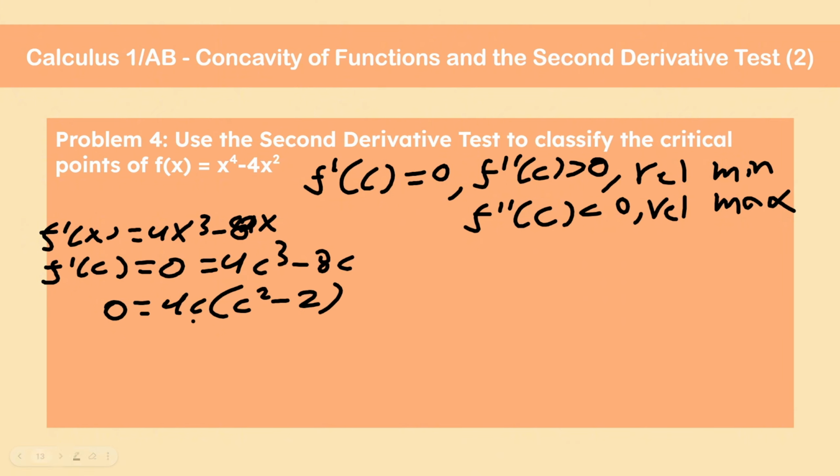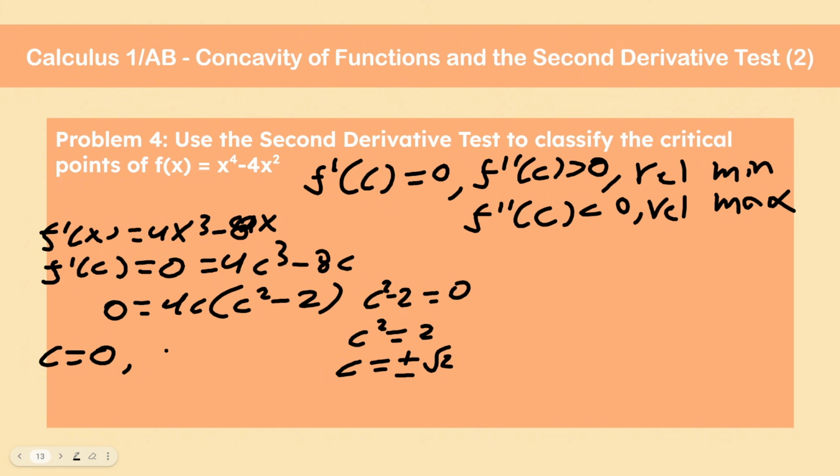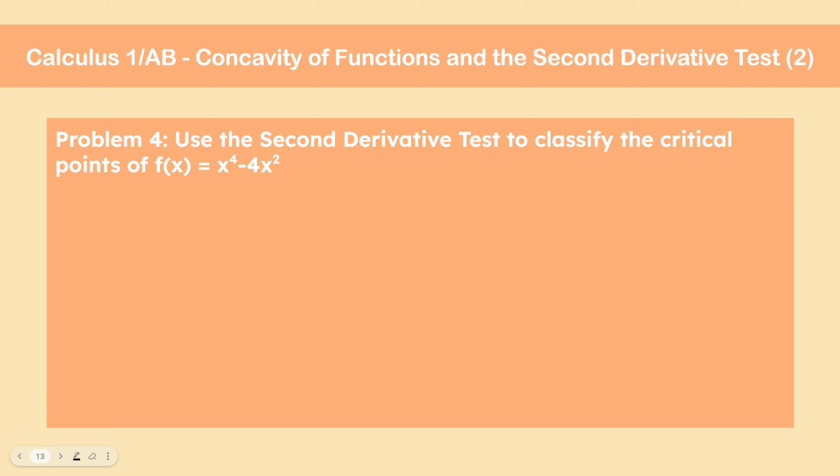And we have that a c value is equal to 0. And that the other c values are when c squared minus 2 is equal to 0. So c squared is equal to 2. And we have that c is equal to plus or minus square root of 2. So I'm going to erase everything and put that c is equal to 0 and plus or minus square root of 2. And now we're going to find the second derivative.